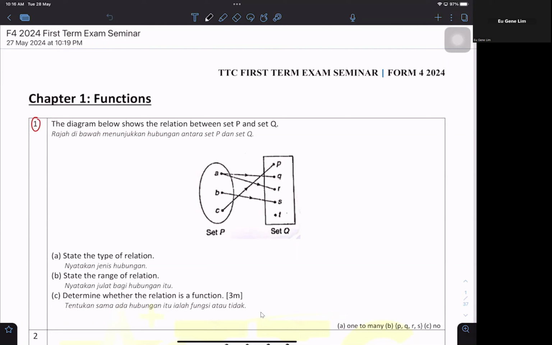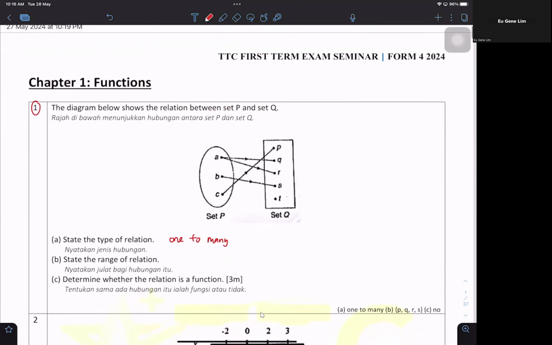So let's see what is the type of relation here. Anyone? This one is actually very simple. You see, 1 goes to 2. It's like one object goes to 2 images. Very good, 1-to-many. Just like that. This kind of question is called a theory question. You either know or you don't know.